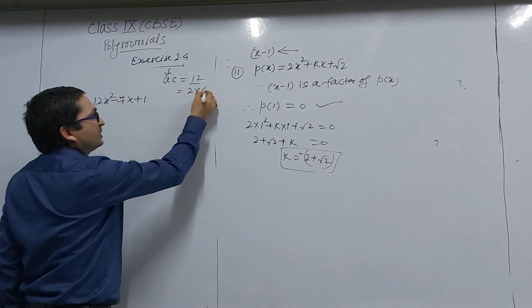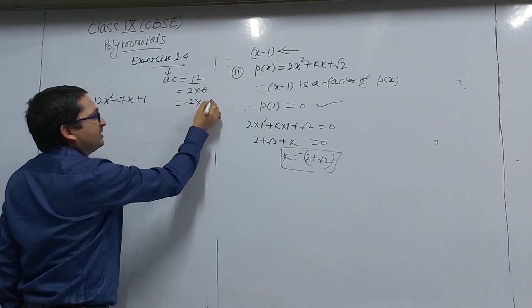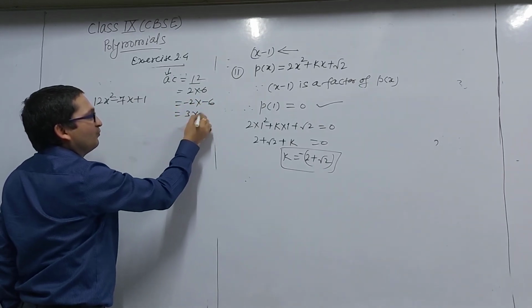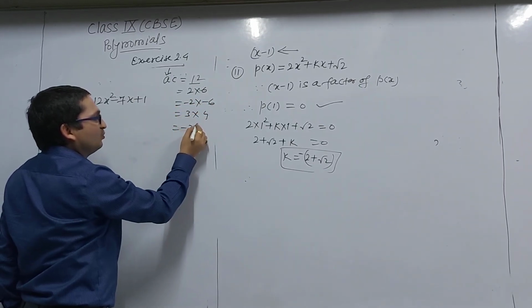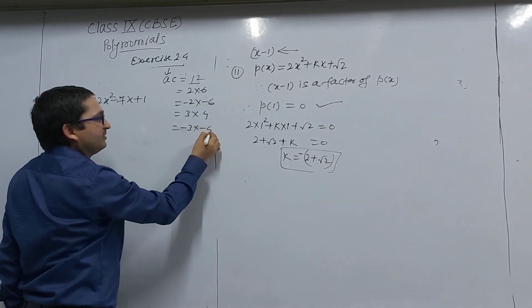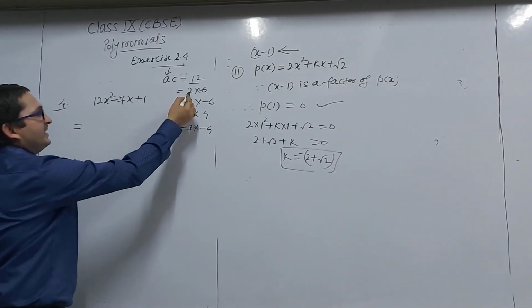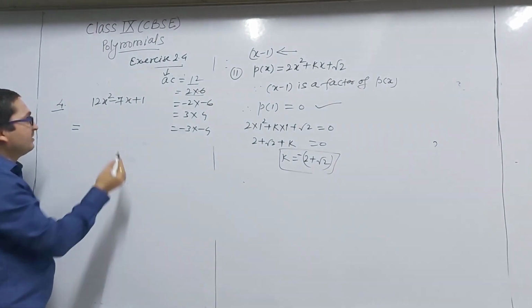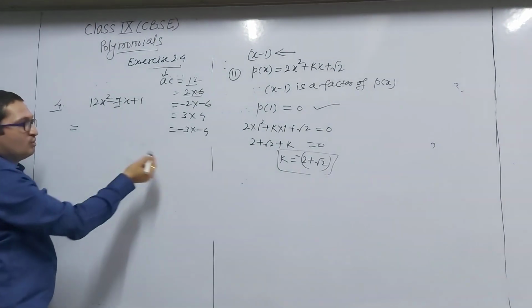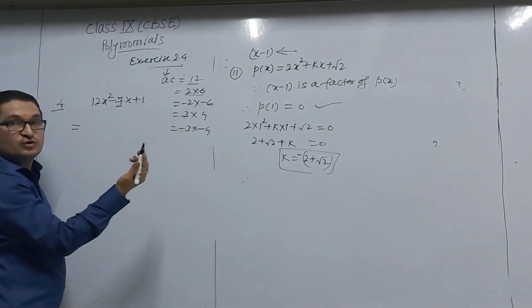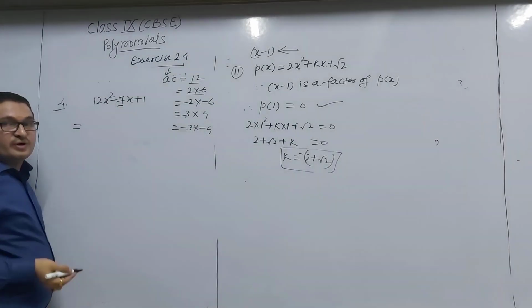2 into 6 you can write. Minus 2 into minus 6 you can write. 3 into 4 you can write. Minus 3 into minus 4 you can write. Right? Okay. So if you add 6 and 2, it will be 8. But this is minus 7. So 3 and 4. 3 plus 4 is 7. Right? So instead of 7 you can write 3 plus 4.